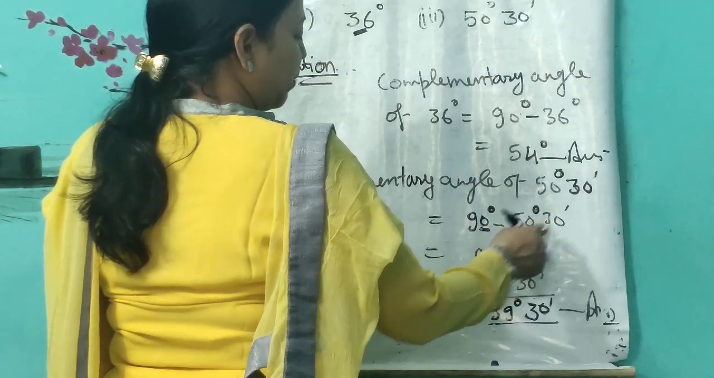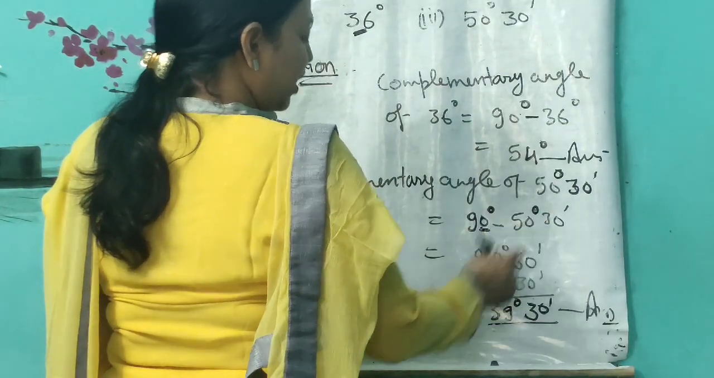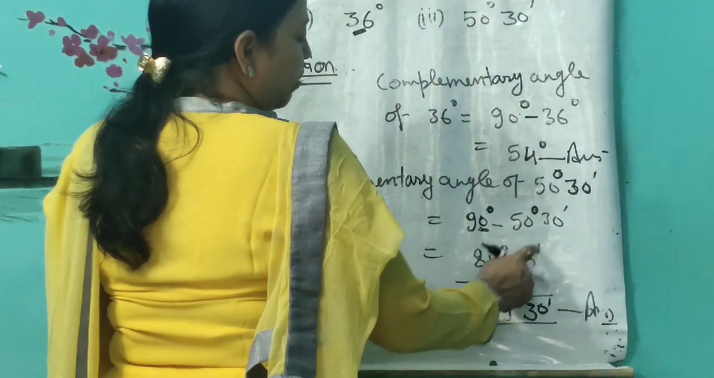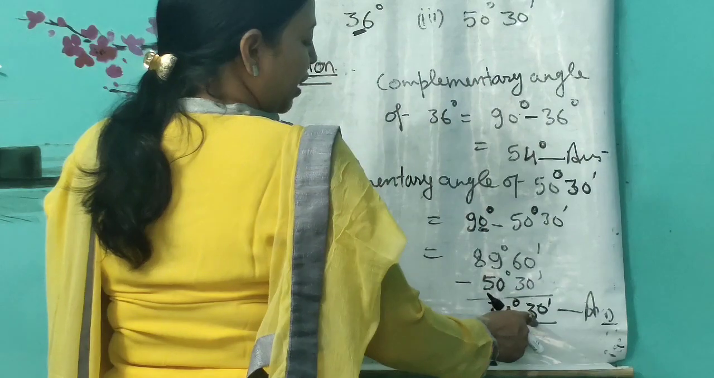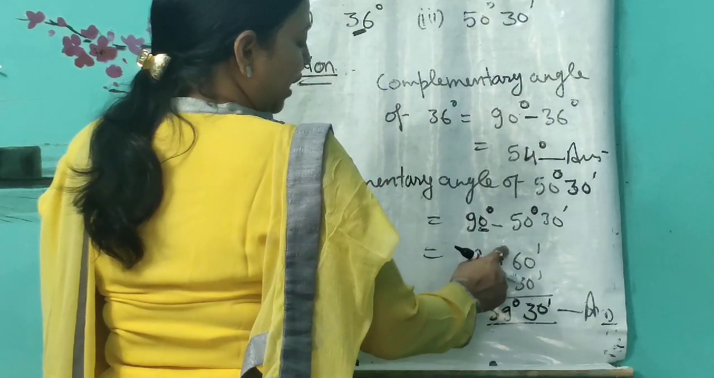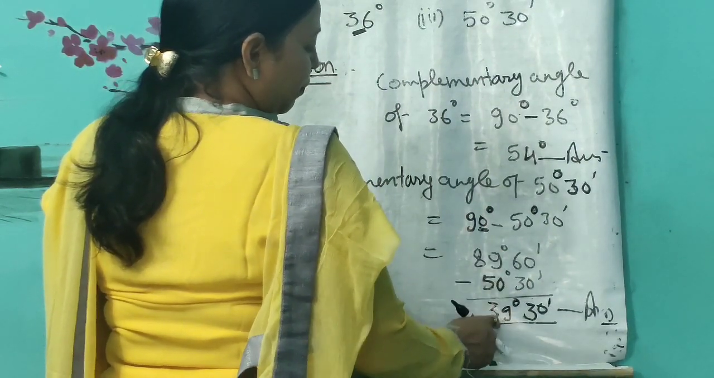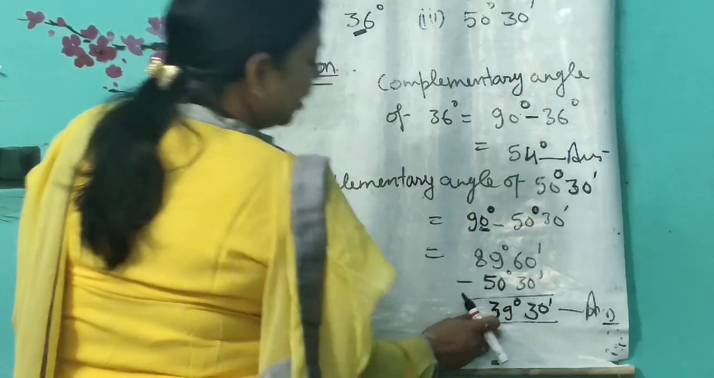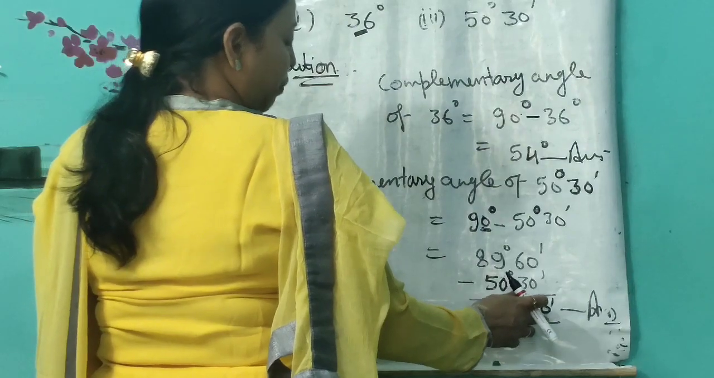Now easily you can subtract this value. So you write 50 degree 30 minutes here and now you subtract. 60 minutes minus 30 minutes will be 30 minutes, and from 89 degree you will subtract 50 degree and you will get 39 degree. So the answer is 39 degree 30 minutes.